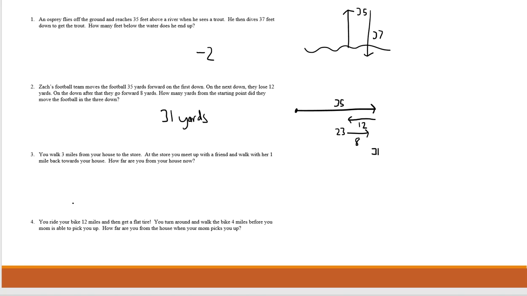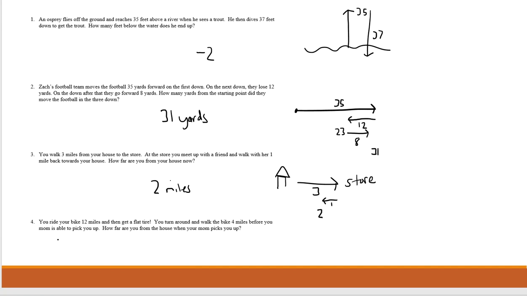Okay, the next one. You walk 3 miles from your house to the store. Okay, so if here's your house, and you walk 3 miles from your house to the store. At the store, you meet up with a friend and walk with her 1 mile back. So you walk with your friend 1 mile back. How far are you from your house now? And we would say that we are 2 miles from home.